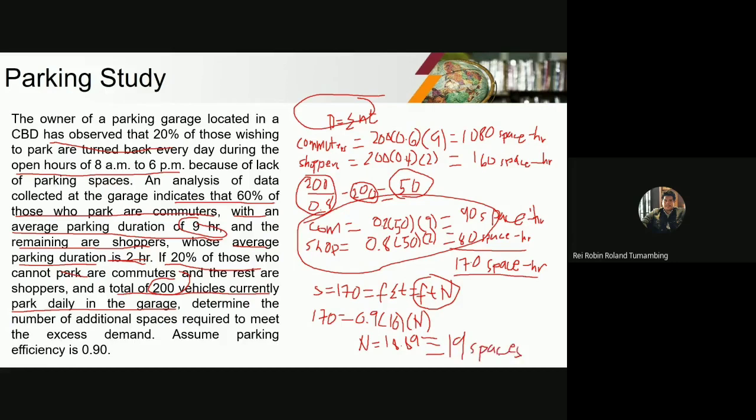Okay, so meaning, in order for us to cater for the needs of parking of the remaining 50 customers, we need 19 spaces. Okay, yung 50 customers natin na hindi nakaka-park is equivalent to 170 space hours. Okay? With the parking efficiency of 0.9, we need 19 spaces in order for us to cater for that 50 customers. Okay? Are we clear?